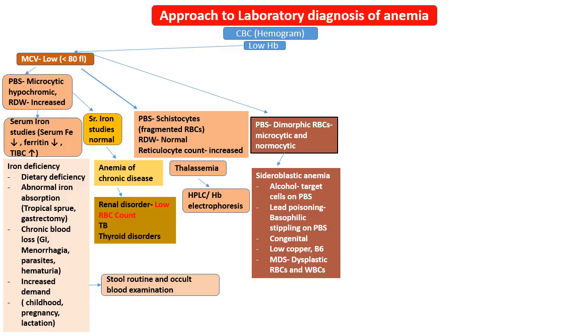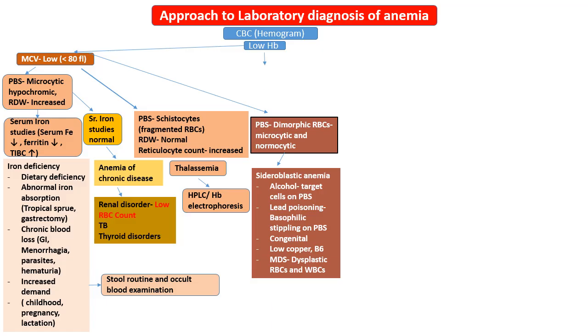The causes of sideroblastic anemia include alcohol consumption, lead poisoning, congenital causes, low copper or B6 level, and myelodysplastic syndrome. In cases of excessive alcohol consumption, the peripheral blood smear will show target cells. In cases of lead poisoning, there will be basophilic stippling seen on the peripheral blood smear. In cases of myelodysplastic syndrome, we will see dysplastic RBCs and WBCs on the peripheral blood smears.